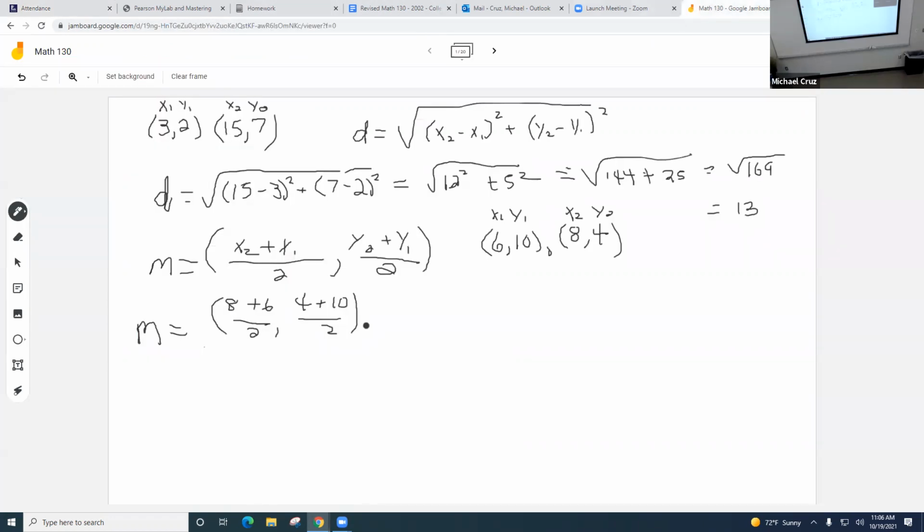All right, and then we just simplify that out. So that's 14 over 2 and 14 over 2. And so it's just going to be 7, 7. Okay.